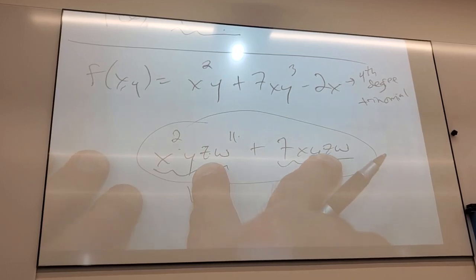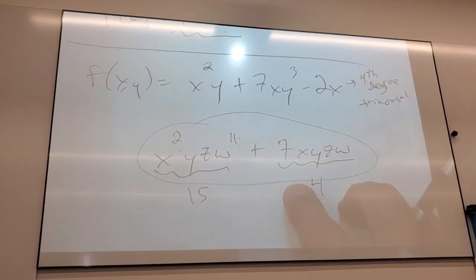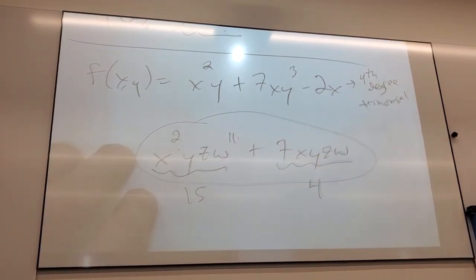Okay. So the idea of degree is just the total number of variables I see, counting repeats, right? 2 x's, 1 y, 1 z, 11 w's. Cool. Okay. So we talked about power functions. Power functions are just things that we can collect together and make polynomials out of.